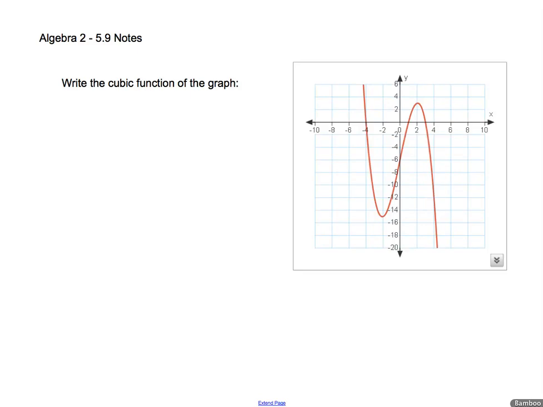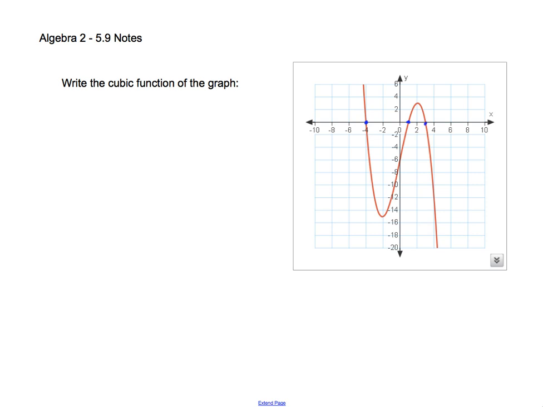Okay, so now what we've got here is a graph of a cubic function. So the first thing that we need to do is go through and try and figure out what information we can get off of this guy that could help. Well, one of the pieces of information that's really important are the x-intercepts. And this guy has 3 of them.